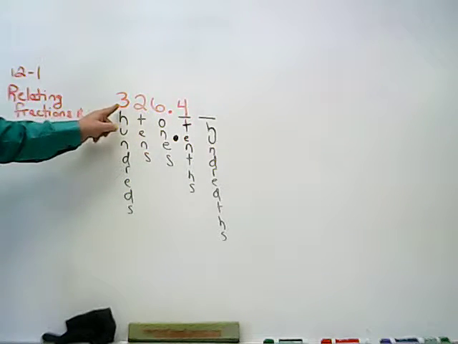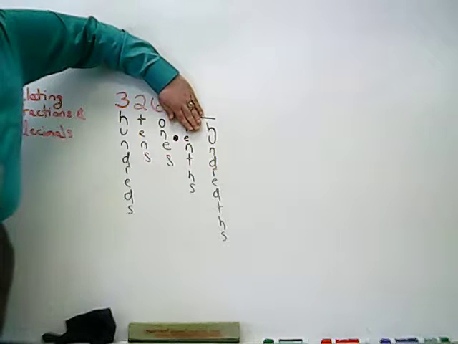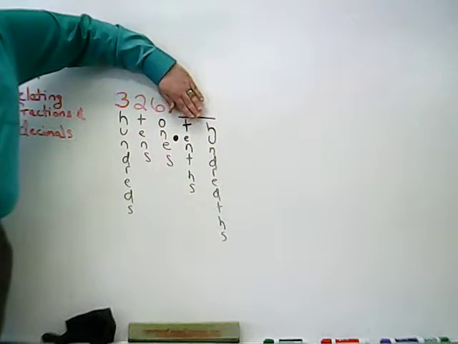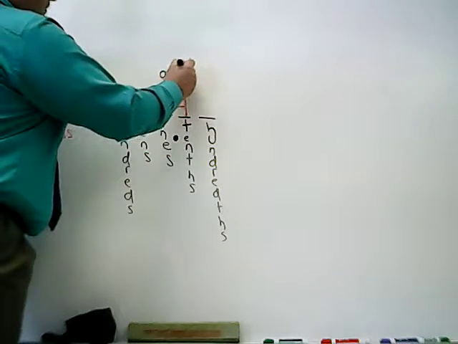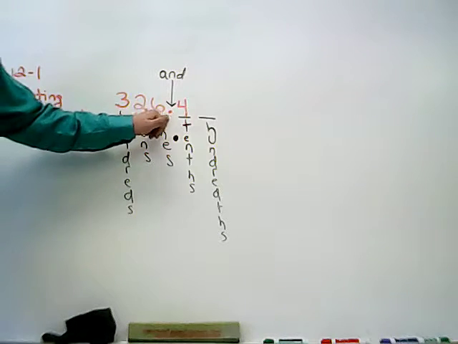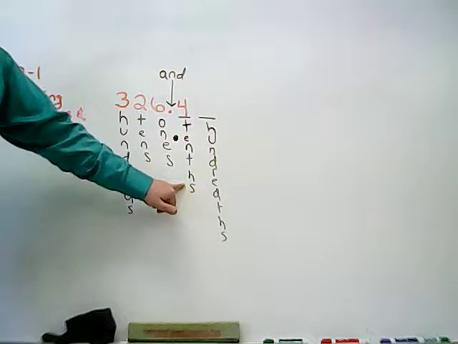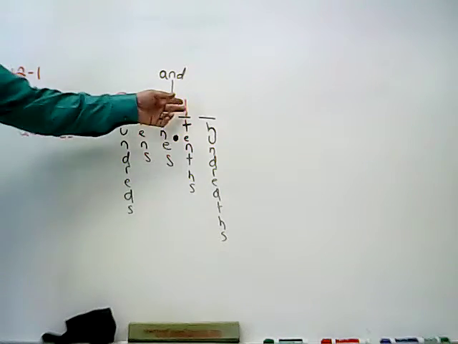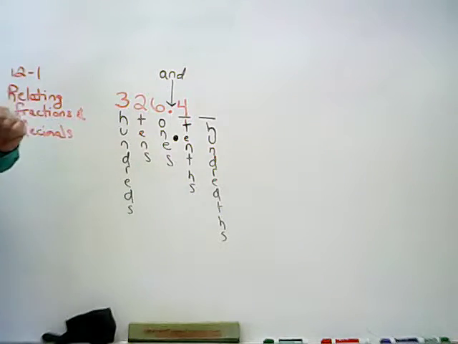The way you would read this number is just as if I had a regular 326. 326, the decimal point you say the word and. 326 and 4 tenths. If I had a 9 here, I would say 326 and 9 tenths. Simple enough. Let me put up a second number.